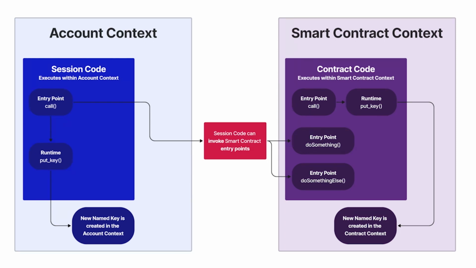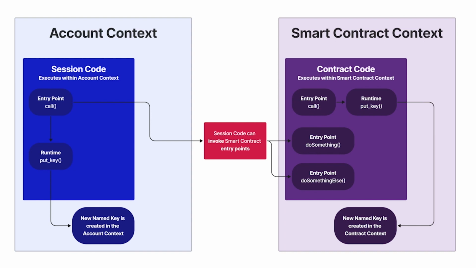Session code has only one entry point, call, which can be used to interact with the session code. A smart contract can have multiple entry points that will help you interact with the contract code. Any action taken by the session code is initiated by the call entry point within the session code. Any action undertaken by a contract must initiate through an outside call, usually via session code.